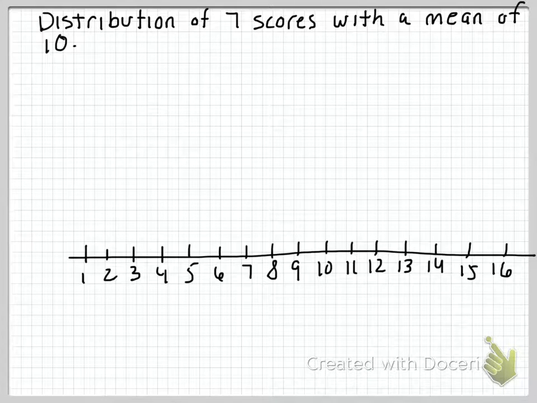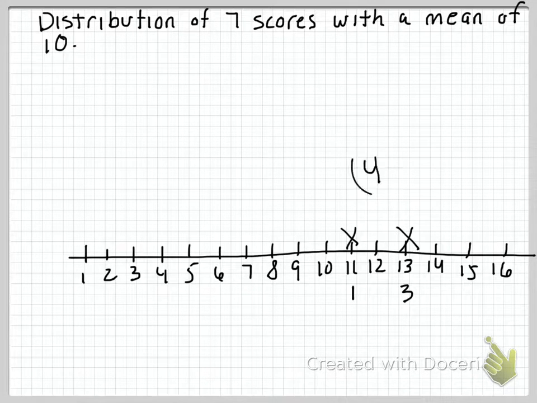Let me do it one more way. There are lots of different ways you can do this. So let's just say this time I'm going to put 1 score at 13 and 1 score at 11. Those are my 2 scores above the mean. 11 is 1 above the mean, and 13 is 3 above the mean. So in total, my deviations above the mean are equal to 4. So I need 4 below the mean.